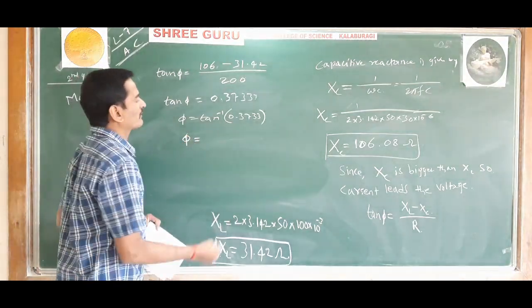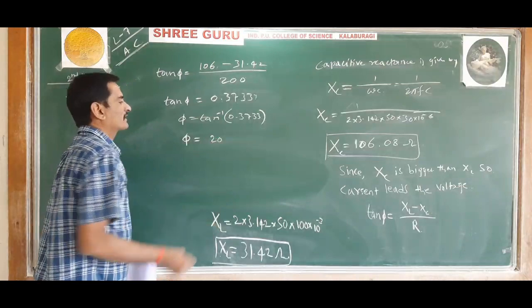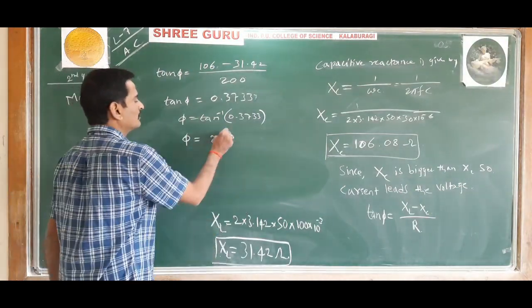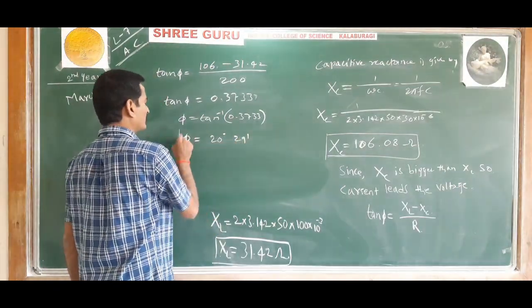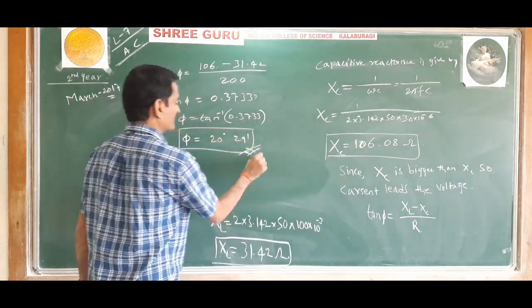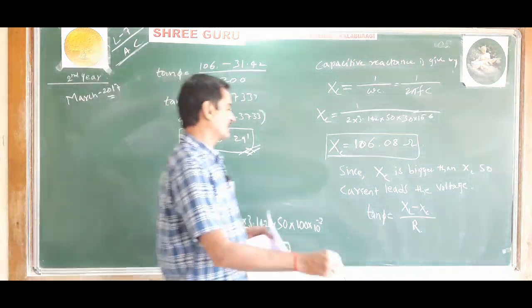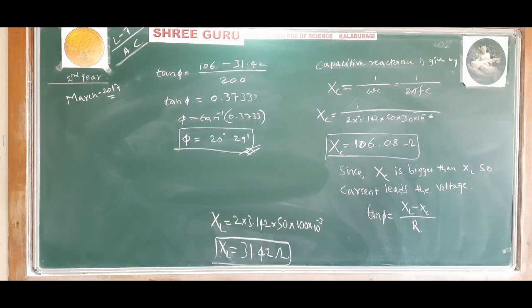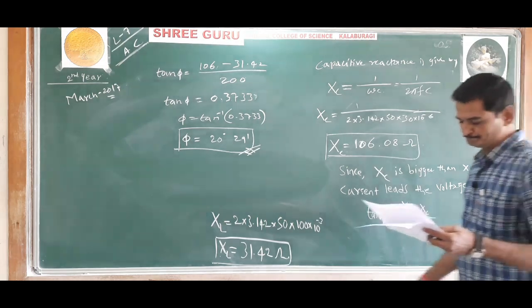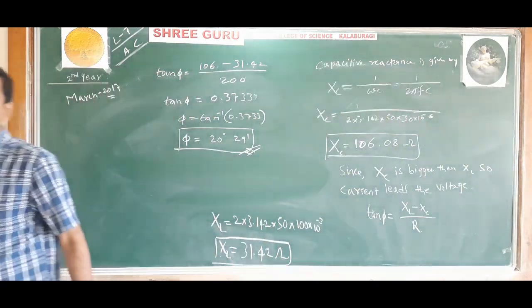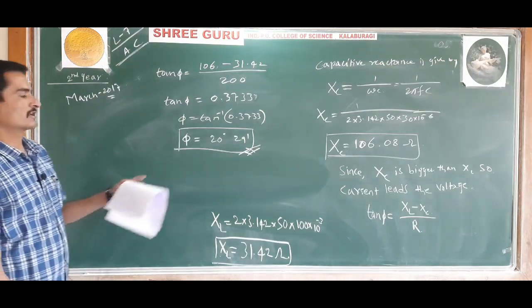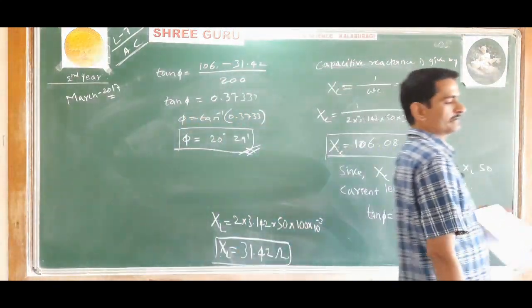So therefore the answer will come out to be something like 20 degree 29 minutes. So this is the answer. Current leads the voltage by an angle of 20 degree 29 minutes. Right. Okay. Understood? Understood the question? Okay.